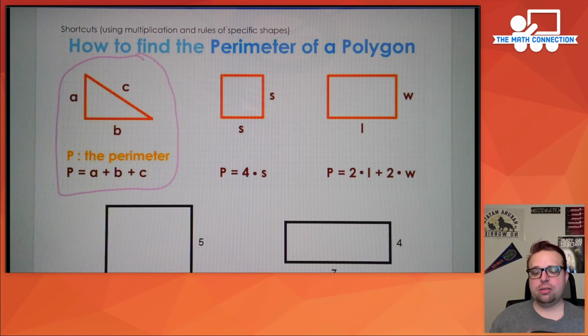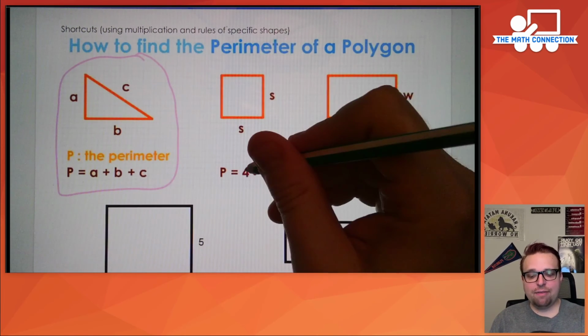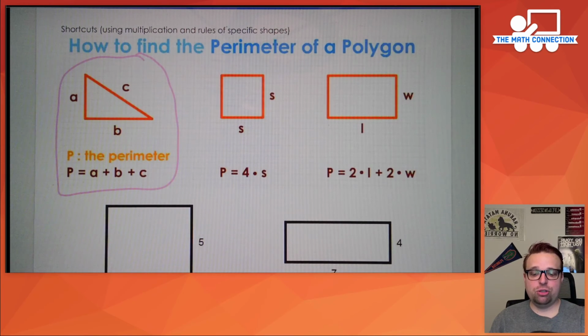And then you also can have a special case where you have a square. So if you remember, when we talked about the square just a few minutes ago, we said that squares have the same measurement on all 4 sides. So all 4 are the same. So if a square has 4 sides and the sides are all the same measurement, we can just take 4 times whatever the measurement of the sides are, and that multiplication will give us the perimeter without us having to go and count all 4 sides and add them up.